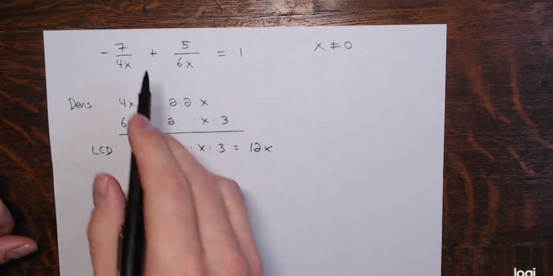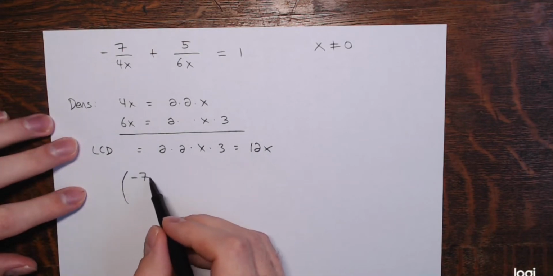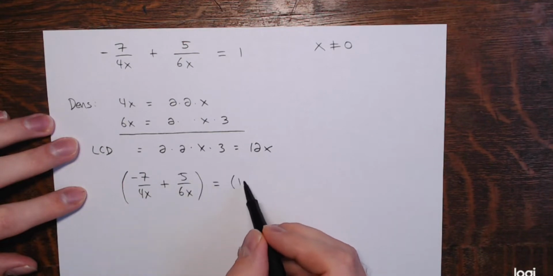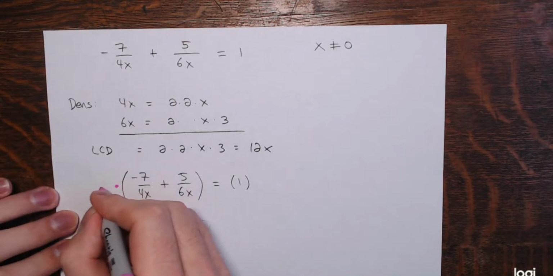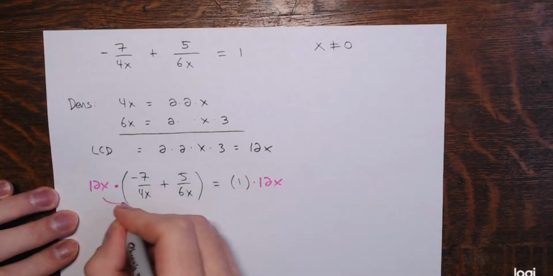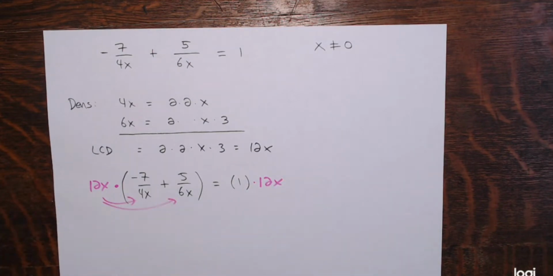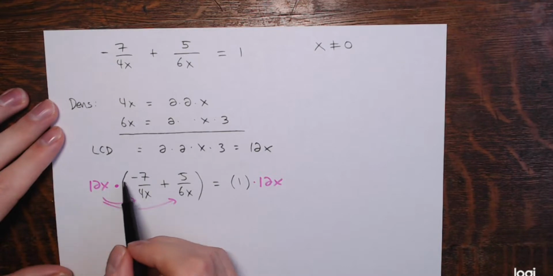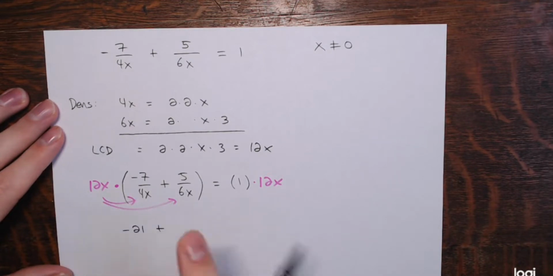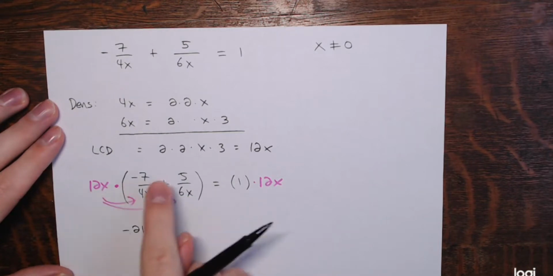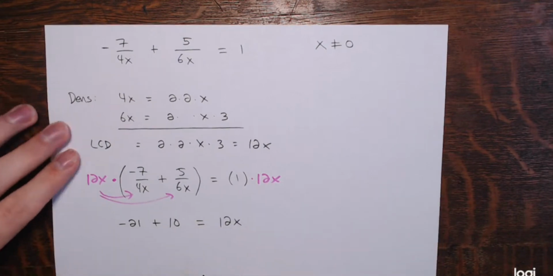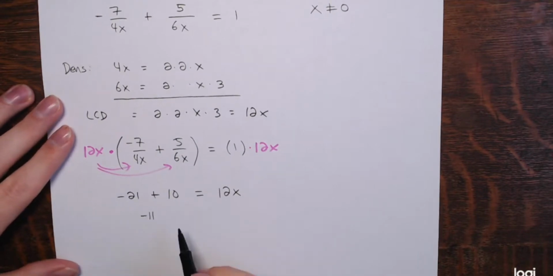So I multiply both sides by 12x. Negative 7 over 4x plus 5 over 6x equals 1. And both of these sides are getting multiplied by the LCD 12x. Gotta distribute over here. And that should cancel all the denominators. It should clear all the fractions. Now 4x into 12x, that's 3, times negative 7 would be negative 21 for the first term. Plus, and then 6x into 12x is 2 times the 5, and the numerator is 10. And then on the other side, 1 times 12x is 12x. This side is negative 11, right? Negative 21 plus 10 equals 12x. Dividing by 12, we get x equals negative 11/12.